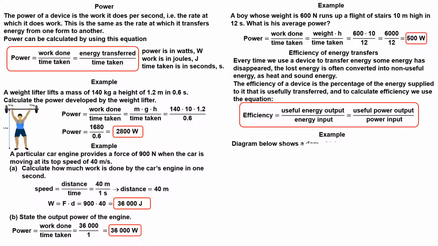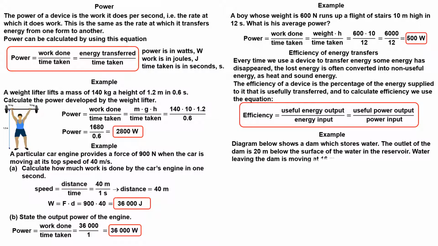The figure below shows a dam which stores water. The outlet of the dam is 20 meters below the surface of the water in the reservoir. Water leaving the dam is moving at 16 meters per second. Calculate the percentage of the gravitational potential energy that is lost when converted into kinetic energy.